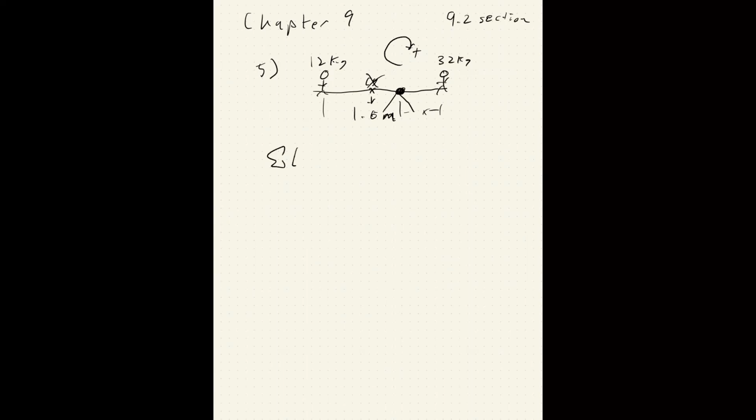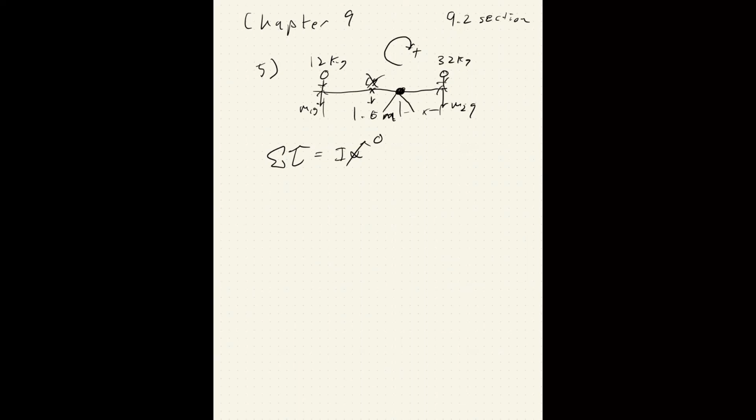So the sum of the torques equals I alpha. That's our single formula that we're using. Now, the torques, first of all, what's alpha? It's not spinning, so this goes to 0. If I look at this person here, their weight is going to pull it down this way. So this is M1G. This person's weight is going to be pulled down, so this is M2G.